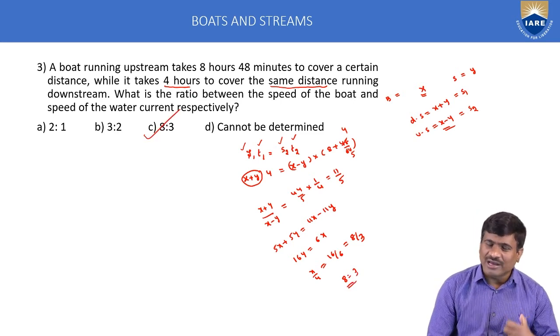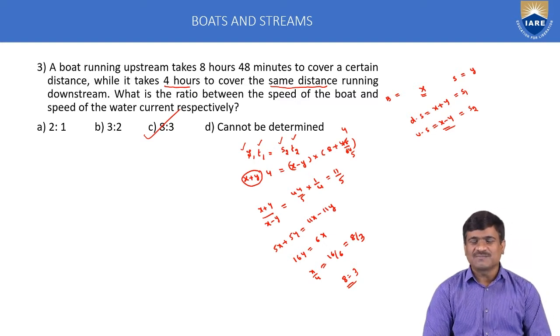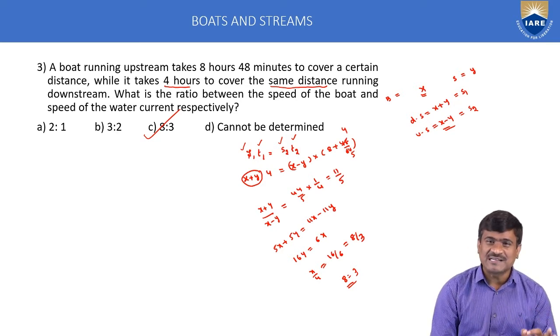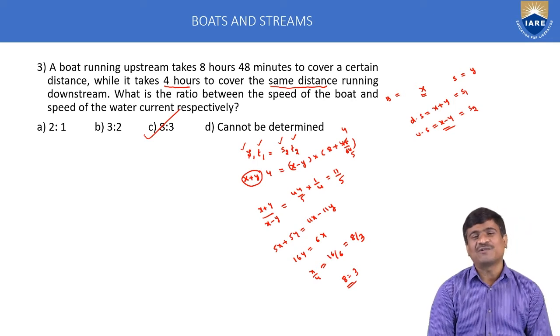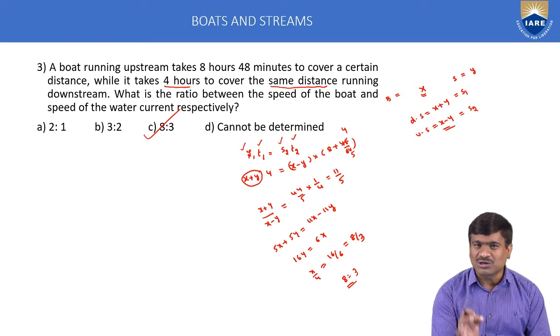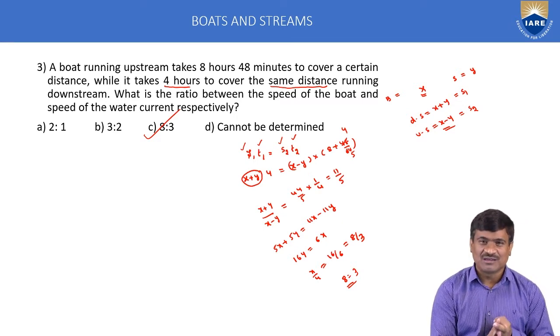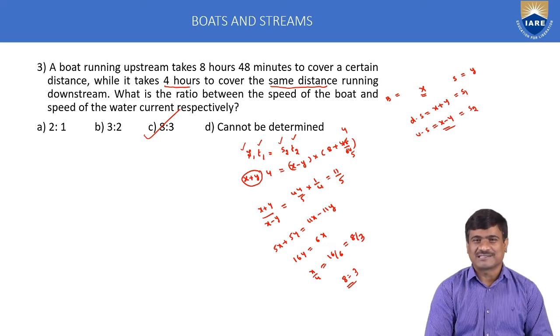This model is again important for competitive exams. A lengthy example, but the answer is very simple. The clue of this problem is same distance. Same distance is nothing but distance is always constant. Consider only the relation between speed and time, that equation. Using that equation, calculate x is to y or x by y, where x is the speed of a boat and y is the speed of a stream. That is 8:3, option C is the only correct answer.